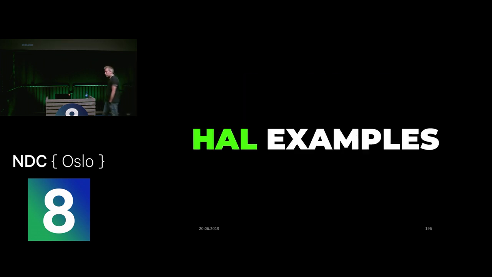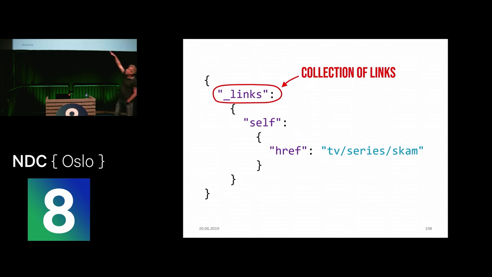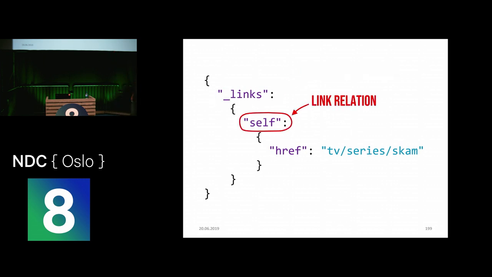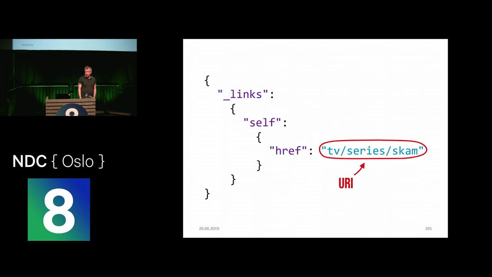It becomes easier to understand this with a few examples, I hope. So this is a very simple HAL document. It has just the links element, no state. So you have the collection of links. It looks like this. If you have links, it should be in this property, underscore links. Then you have the link relation, which says, OK, this link that comes later on here, what does it mean from the perspective of the resource I'm at? And then you have the target, which is identified by the href, and the URL to reach that target. So if you navigate to this, you're going to navigate back to this same self resource in this case.